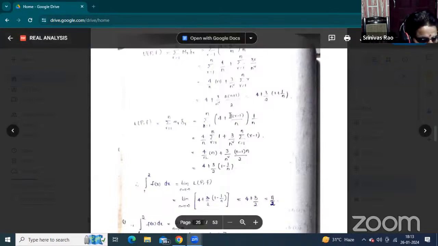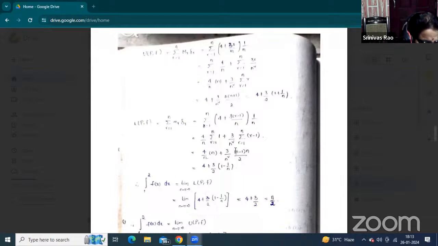Now this is the summation with 3/n². Now already we know that in the progressions.